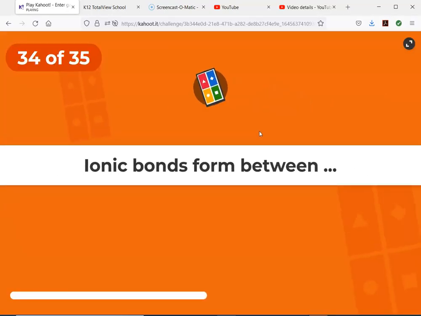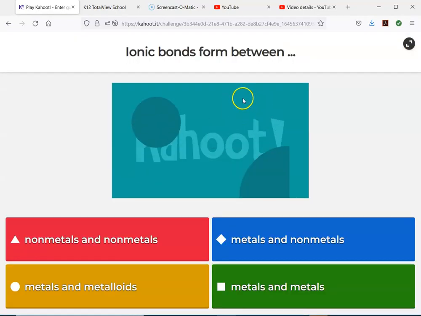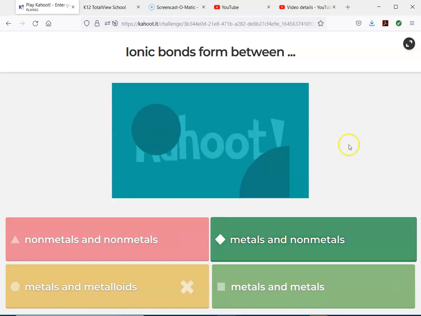Number 34, ionic bonds form between. Remember on the periodic table, the left are the metals, the right are the nonmetals. Ionic bonds are when metals give electrons to nonmetals, so it must be metals and nonmetals.